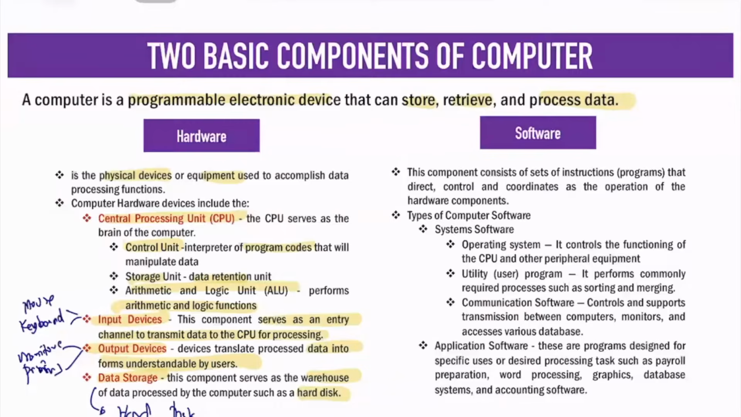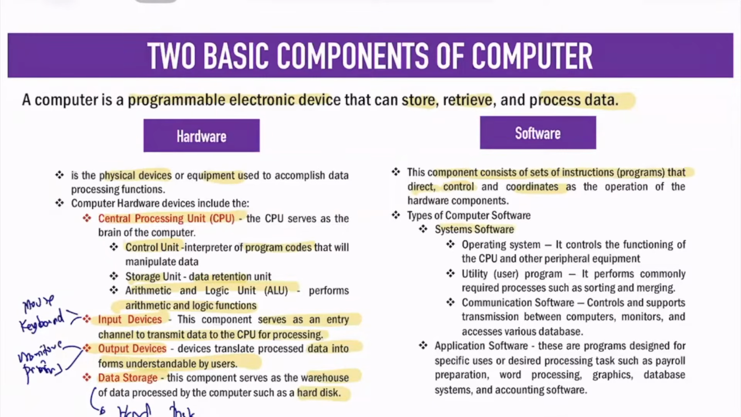Software is your components or set of instructions or programs that direct, control, and coordinate the operation of the hardware. So we have different types of computer software. We have your system software, application software, database management system. We have source, object program, compiler, virtual memory, interpreter, etc. We start first with your system software.